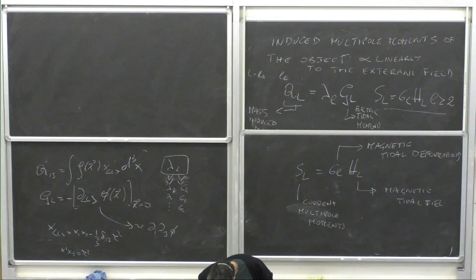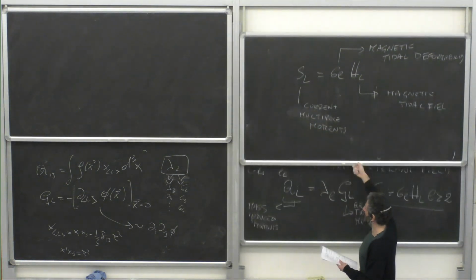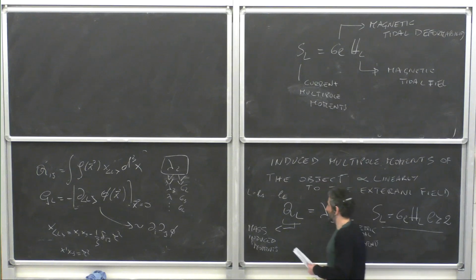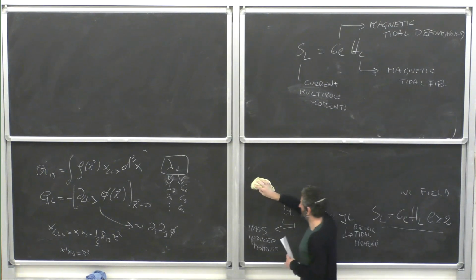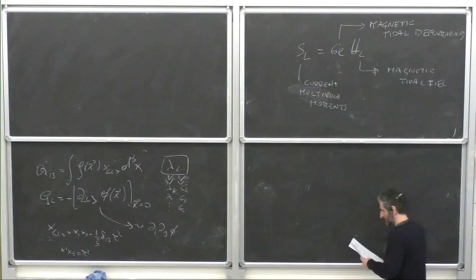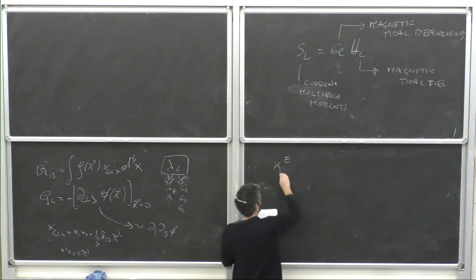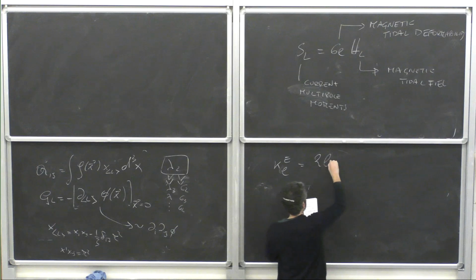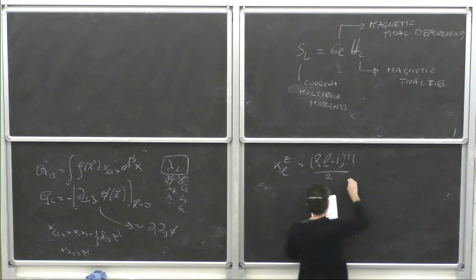I think this is the current distribution. Yeah, current. Okay. The last thing is that we can associate, we call this lambda and sigma tidal deformabilities, which are connected to the Love numbers, and the Love number of order L is given by this object.